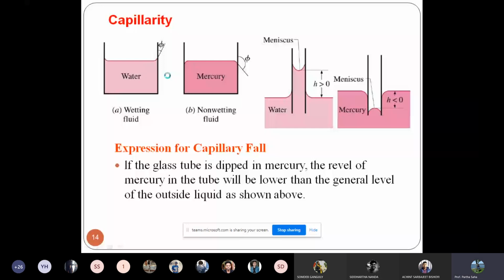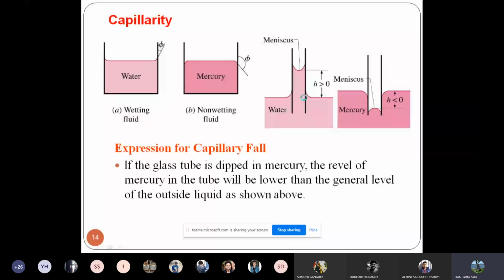This is the expression. As you see, for water there is a rise of water in the glass tube, whereas in the case of mercury there will be a fall, and the level will be below the mercury level outside. Okay, this is the fall, h less than 0. Here h is greater than 0. So let's derive the expression for capillary fall.